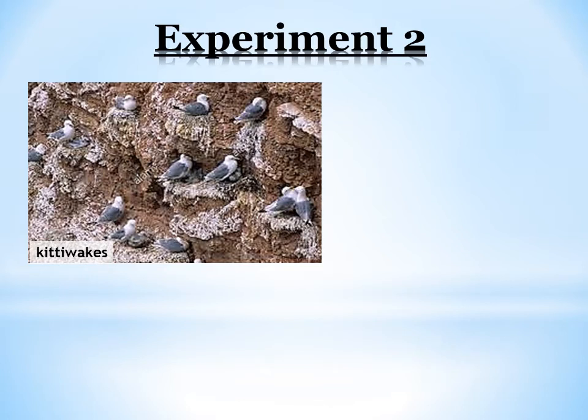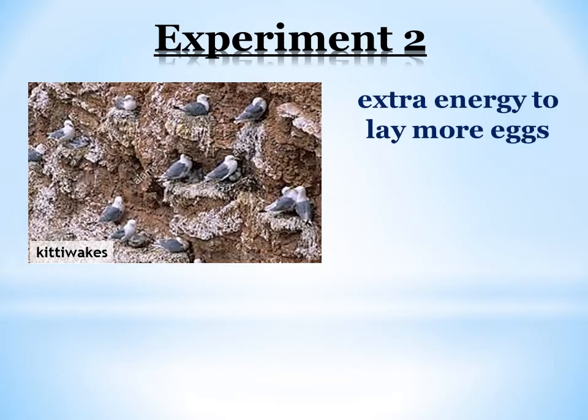Kittiwake is a kind of gull that nests high in the cliffs. It is usually found in temperate regions like Alaska. The biologists inferred that the kittiwakes would have more energy if they were given extra feedings while nesting. The biologist's hypothesis was that the kittiwakes would use the extra energy to lay more eggs and raise more chicks. Biologists found nesting pairs of kittiwakes that were similar in mass, age, size, and all other features.